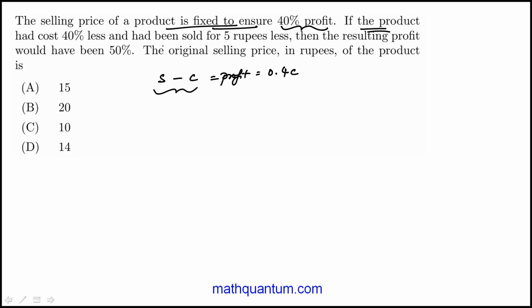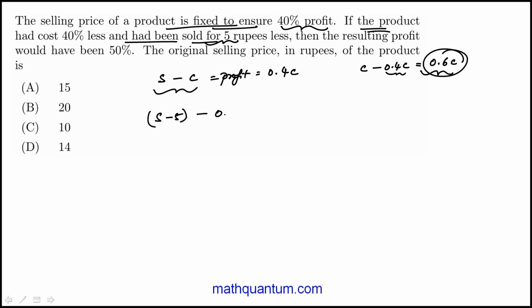Now I will translate this, the modified version, where they're saying if the product had costs 40% less. So C minus 0.4C, which is 40%. Or you can also write in one shot that the new cost is 0.6C, 60%, and had been sold for 5 rupees less, meaning the selling price is S minus 5.